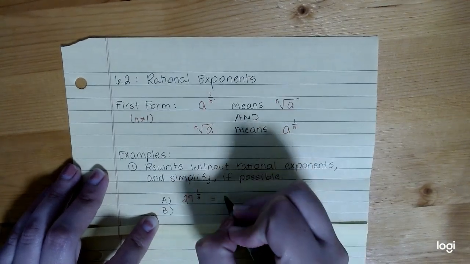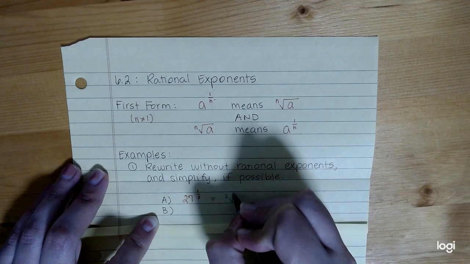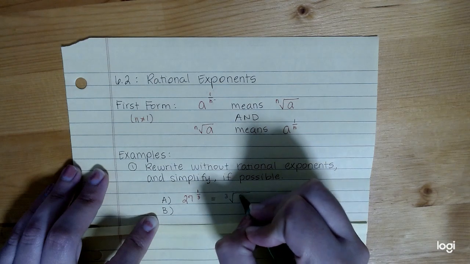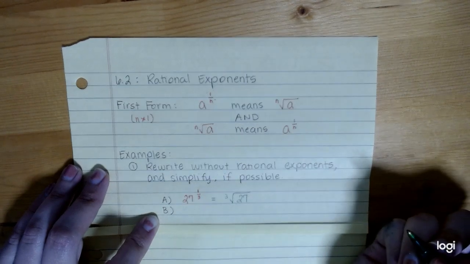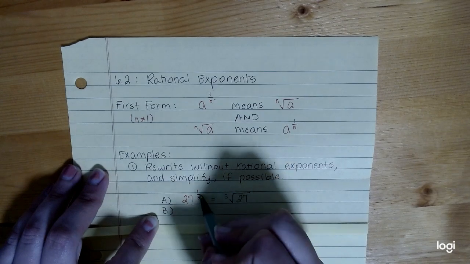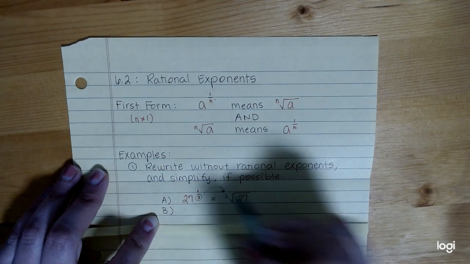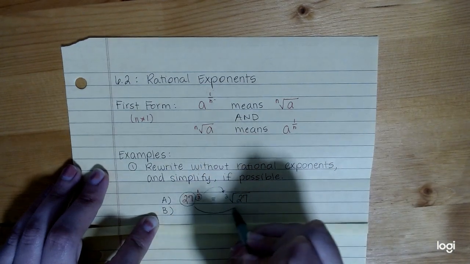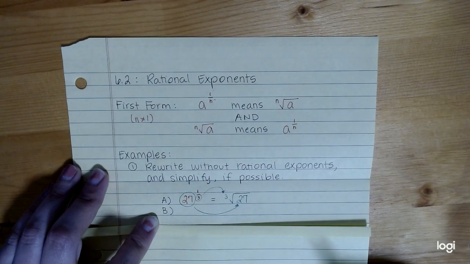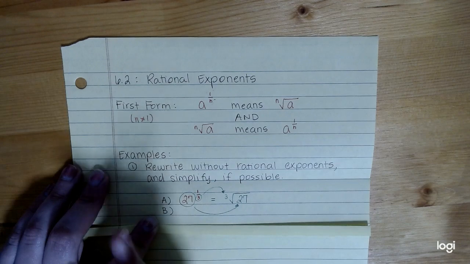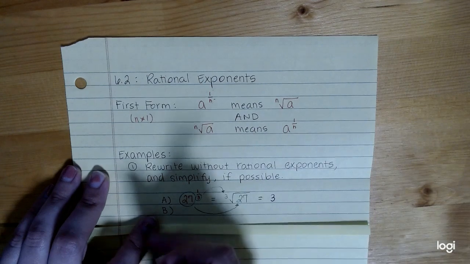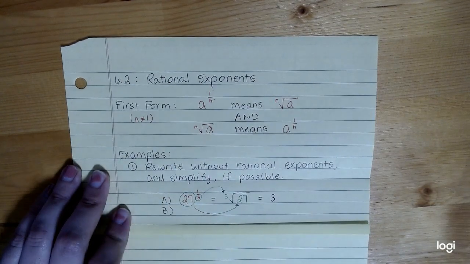So the denominator is the index of the radical, and then the base of that exponential expression is going to be the radicand. So our denominator goes to the index, and the base goes to the radicand. Now the cube root of 27, we've already seen that that does simplify, so we would actually respond as our final answer of 3, because the cube root of 27 will simplify for us.